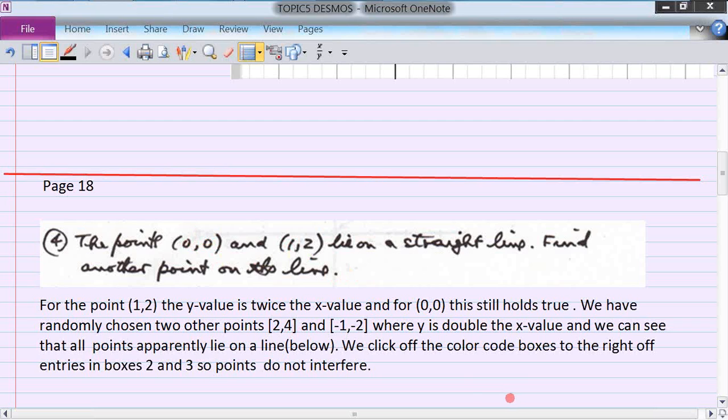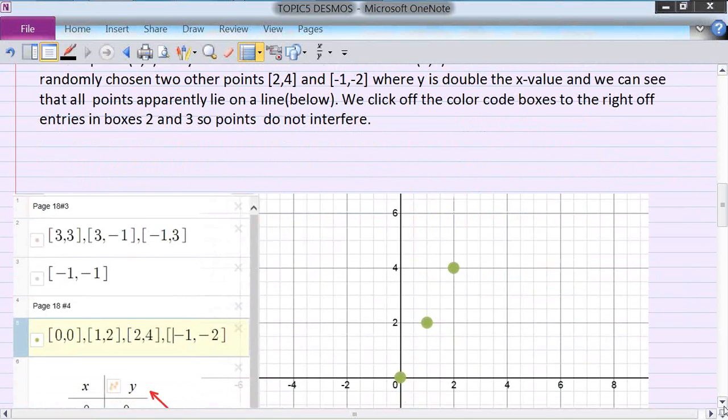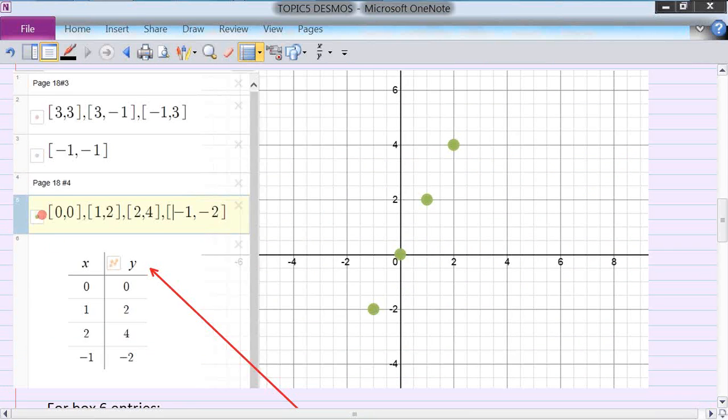So if I choose another point, for example, the point 2, and I double it, I get 4, just like I took 1 and I doubled it and got 2. Or if I chose minus 1, and double it, it gets minus 2, then always the y value is double the x value. And then I put these points into box 5. Now essentially what I've turned off is boxes 2 and 3 so they don't interfere. I can just click on this and this. And now in box 5 I've entered all the values that I think would lie in a straight line.